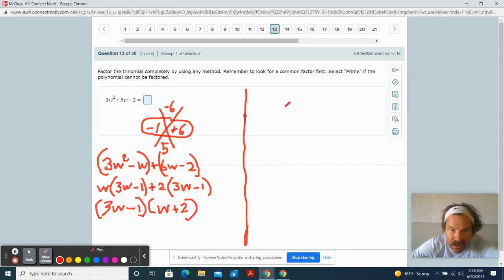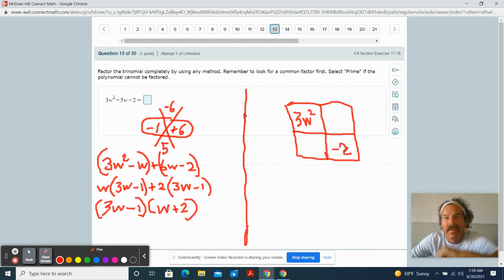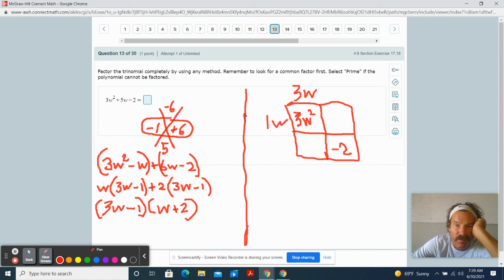Okay, the guess and check method. The guess and check method starts with the boxes, and you fill out some of the boxes. 3w squared goes here. Negative 2 goes here. And then we fill out what we can. This is not a guess here. 3w squared: 3 is 1 times 3, because 3 is prime. And then w squared is 1w times 3w.